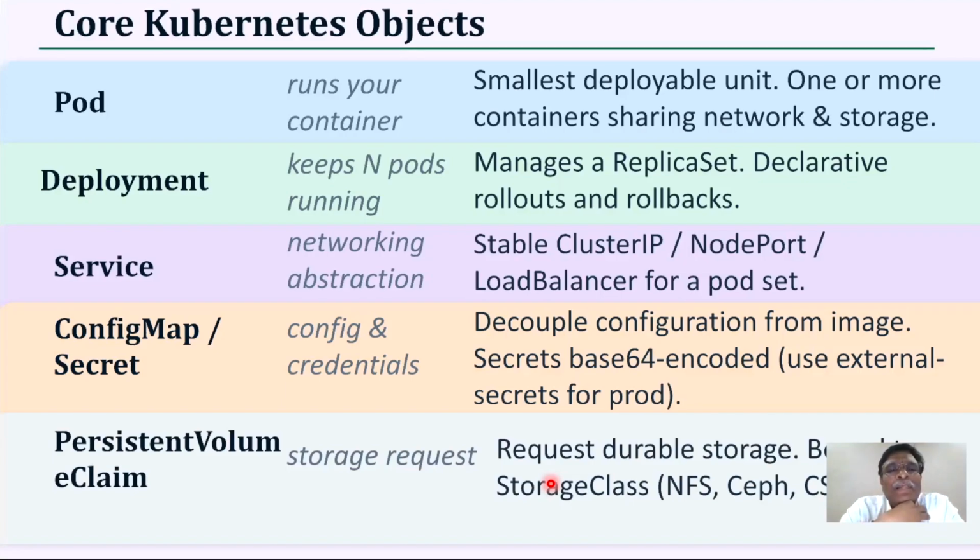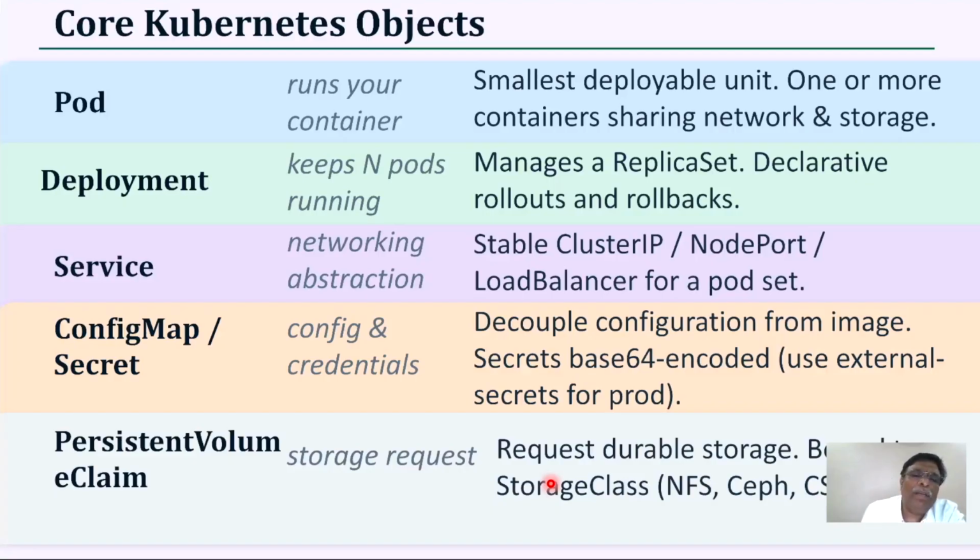And service means we are talking of networking abstraction. There is a cluster IP, node port, load balancer, so on and so forth. So every service about networking and abstraction basically is considered under service. And ConfigMap and Secret, these are credentials basically. So how do you actually decouple configuration from an image? How do you actually use certain base64 encoded information for production, so on and so forth.